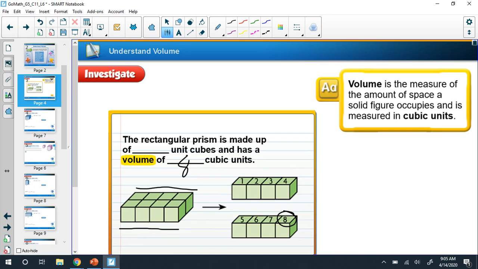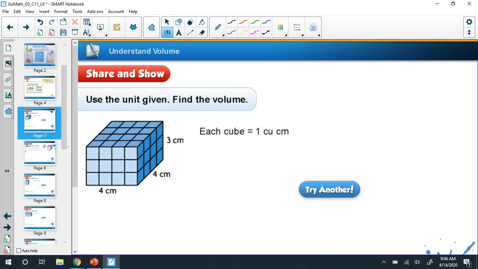Volume is this measurement of the amount of space that a solid figure is going to occupy. And we measure volume in cubic units. These units can be inches or centimeters or feet, but we always are trying to think of them in 3 dimensions, because if something is going to occupy space, then it has to take up volume. It has to have all 3 of those dimensions.